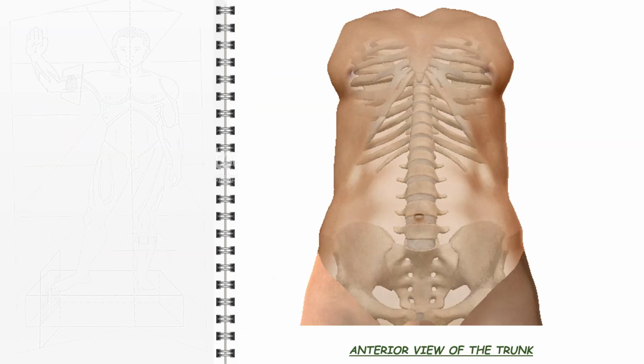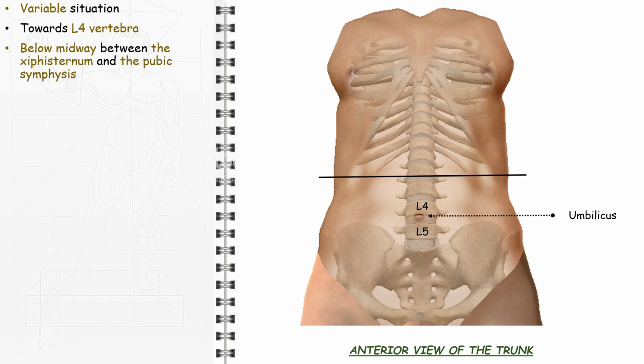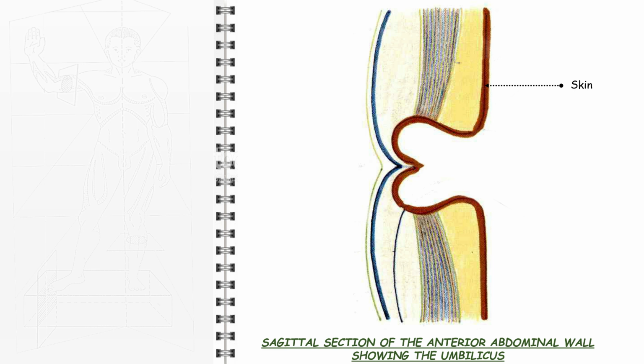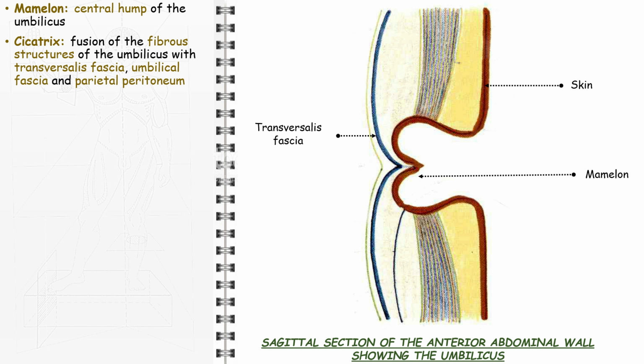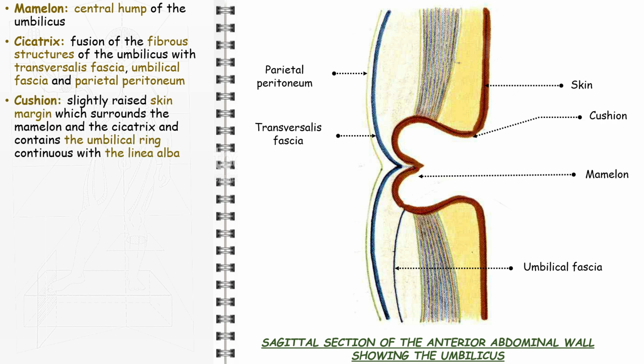The umbilicus may have a variable situation. Usually, it is situated towards the aortic bifurcation and L4 vertebra, below midway between the xiphisternum and the pubic symphysis. It goes down with age. The mamelon is the central hump of the umbilicus. It overlays a mass of fatty tissue. The cicatrix is the fusion of the fibrous structures of the umbilicus with transversalis fascia, umbilical fascia and parietal peritoneum. The cushion is a slightly raised skin margin which surrounds the mamelon and the cicatrix and contains the umbilical ring continuous with the linea alba.